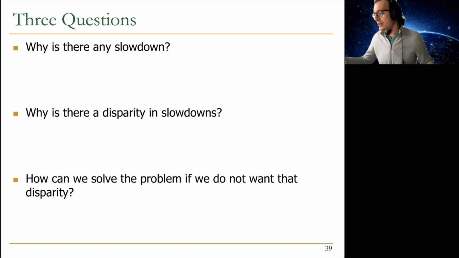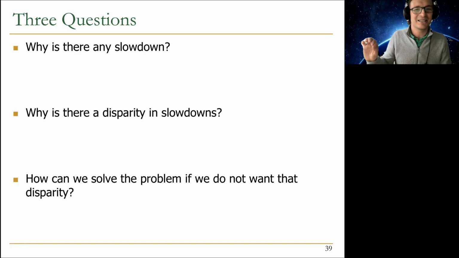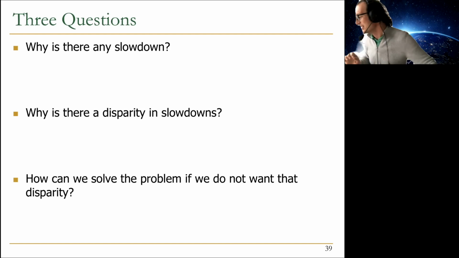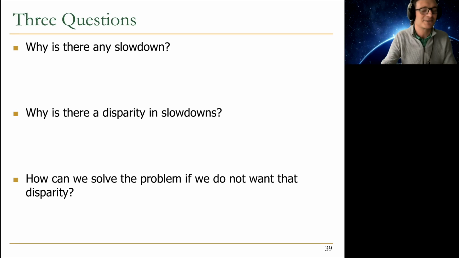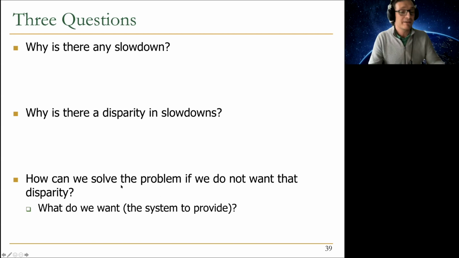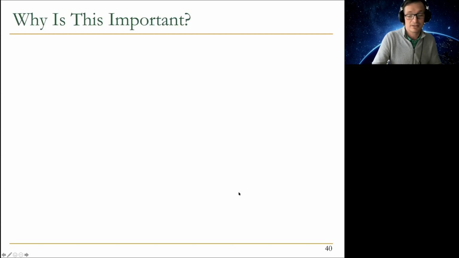But it's very good. I like the fact that you all are thinking critically right now and trying to understand what's going on. So somebody says RAM bottleneck, and we're going to get to that. In the end, yes, it's going to be a memory bottleneck. Okay, so how can we solve the problem? What do we want basically the system to provide? So you need to answer that also when you solve the problem.